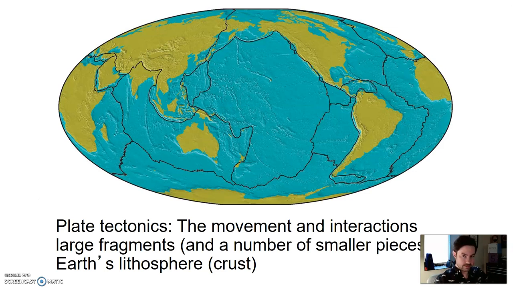So plate tectonics, as it's defined, is the movement and interaction of large fragments and a number of small pieces of Earth's lithosphere, just a fancy word for crust. Lithos, Greek for stone, sphere for sphere. Again, just a fancy term for the crust. So these are just some boundaries that show some of the plates, not all, but some of the plates of Earth. We have large plates like the Pacific plate here, the North American plate, which most of North America sits on. But we also have smaller plates dotted around the Earth as well. For instance, the Juan de Fuca right here, and many other smaller ones. So we have both large and small.